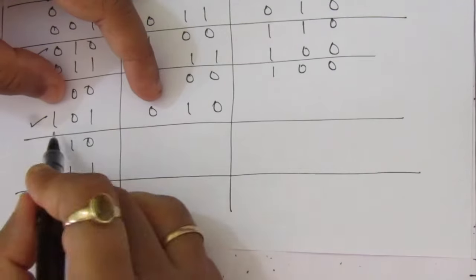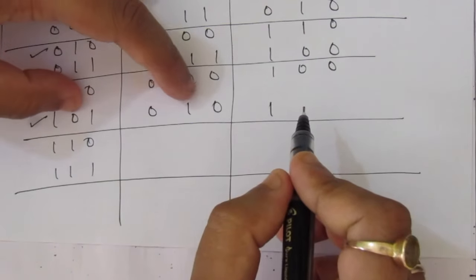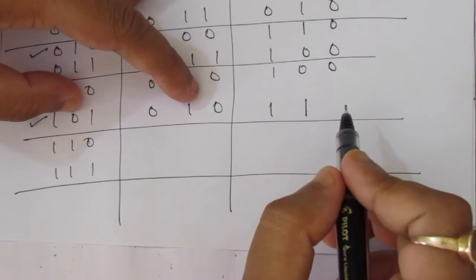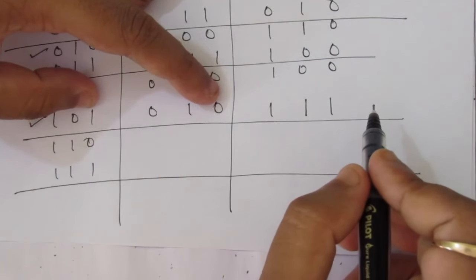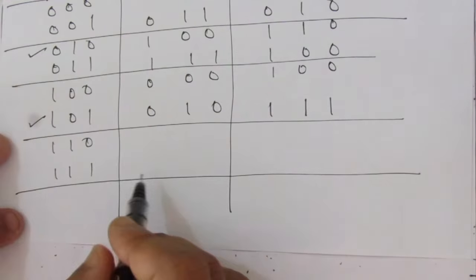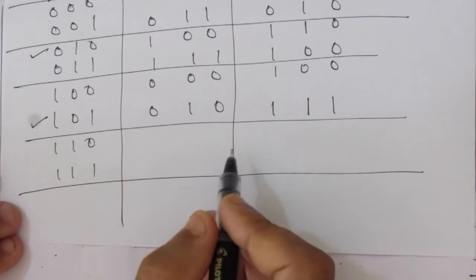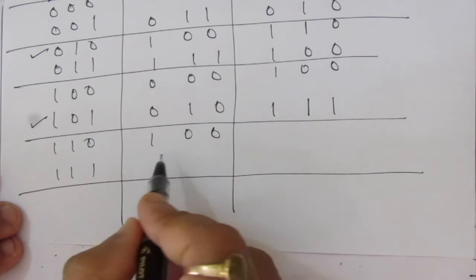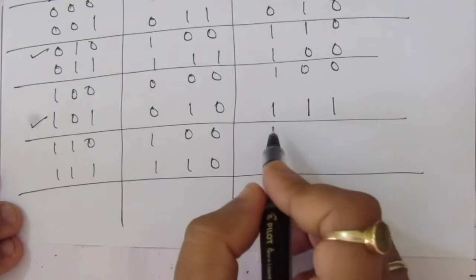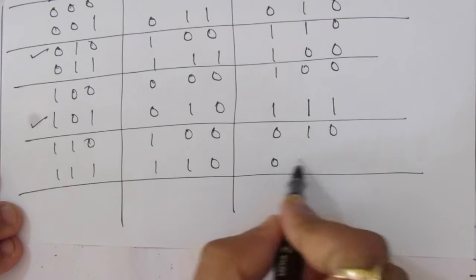Now for 1 and 0, the TA value will be 1. So for 0 and 1 it will be 1, and for 1 and 0 it will be 1. The remaining two rows will be the same. So here we'll have 1, 0, 0, 1, 1, 0, and here also 0, 1, 0 and 0, 0, 1.